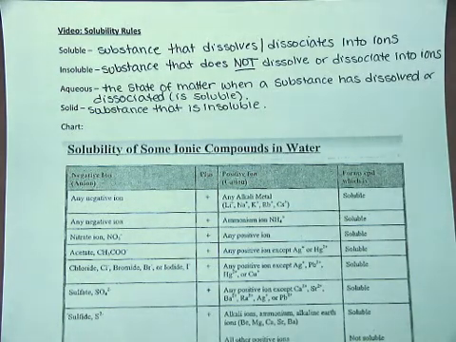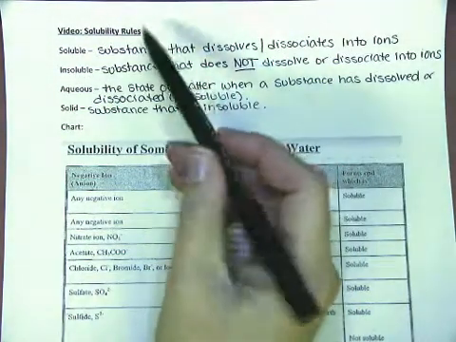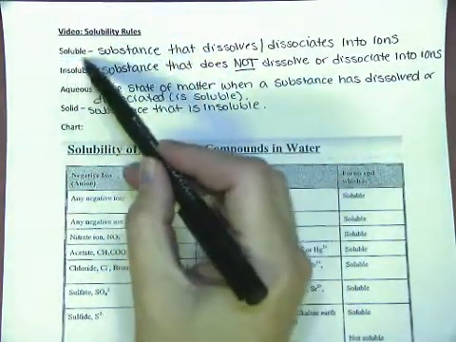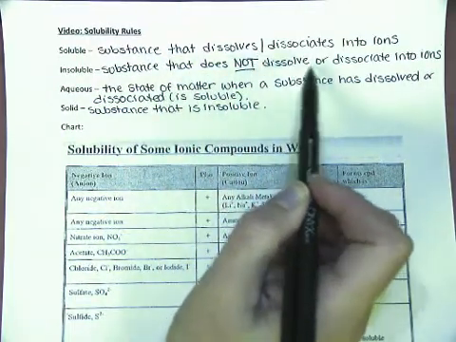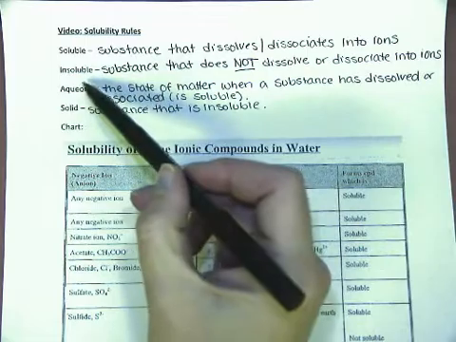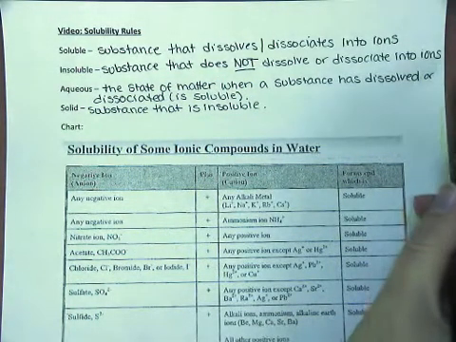This video is on solubility rules. So some words that we need to know with solubility rules. Soluble is any substance that dissolves or dissociates into ions. Insoluble is a substance that does not dissolve or dissociate into ions.